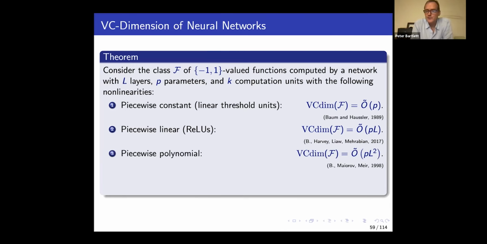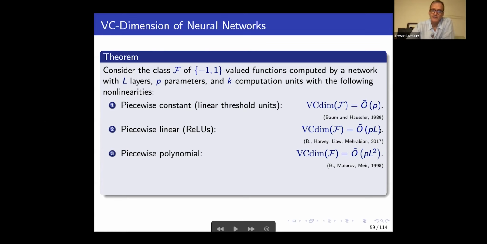For the piecewise polynomial case, there are bounds of the form p times depth squared, and again, this is building on the tools that Goldberg and Jerem introduced. That is only an upper bound, and the best known lower bound is order p times depth. So there's that gap between the two. We don't actually know if introducing, for instance, a piecewise quadratic nonlinearity increases the VC dimension significantly as a function of the depth.